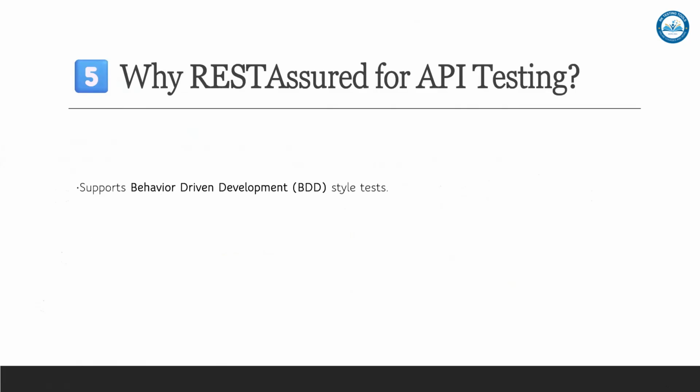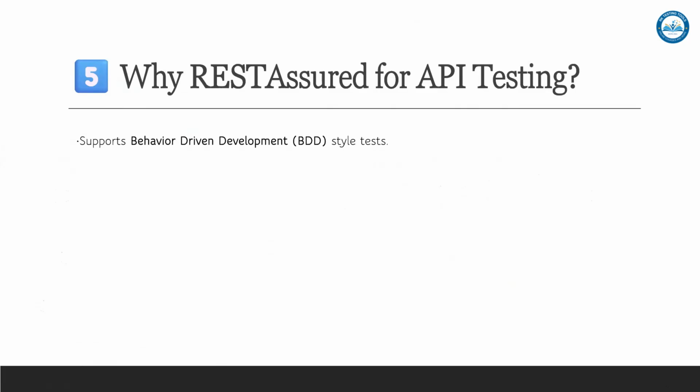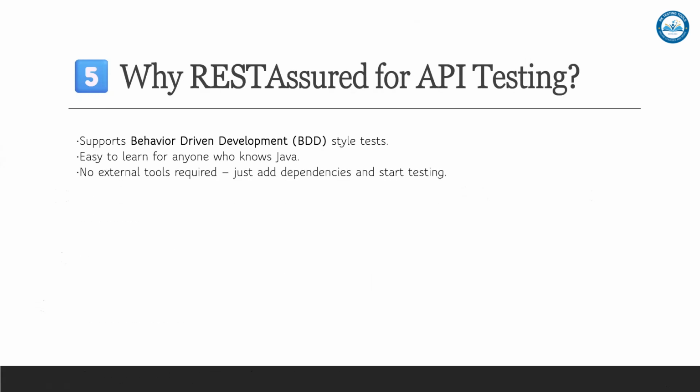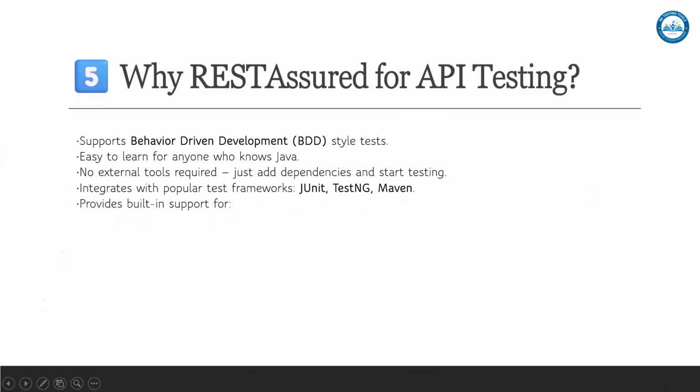Why REST Assured for API testing? It supports BDD behavior-driven development style tests, like we discussed: given, when, then. It is easy to learn for anyone who knows Java programming, and no external tools are required. Just add the libraries in the form of dependencies and start testing. It can be integrated with popular testing frameworks like JUnit, TestNG, or Maven. JUnit and TestNG are unit testing frameworks, and Maven is a build tool.